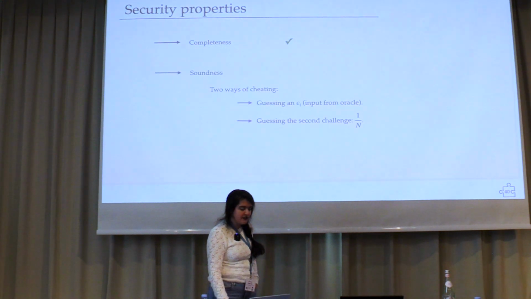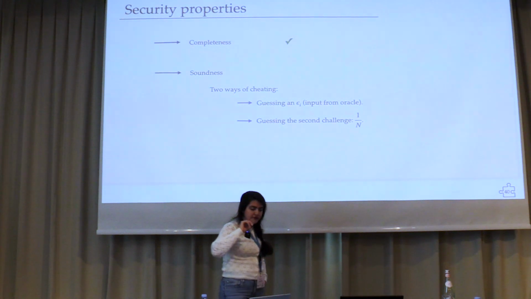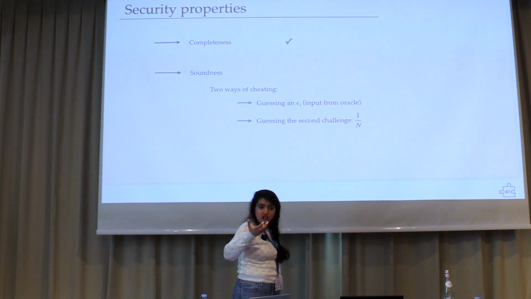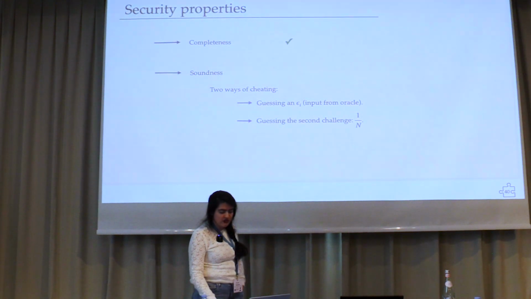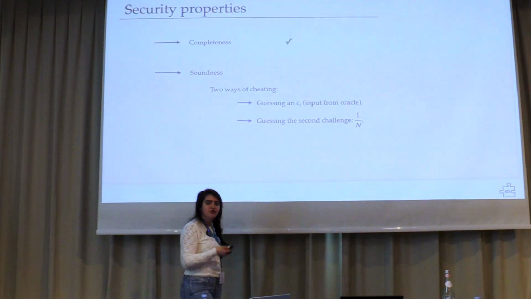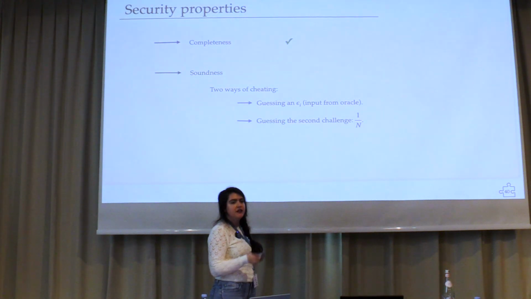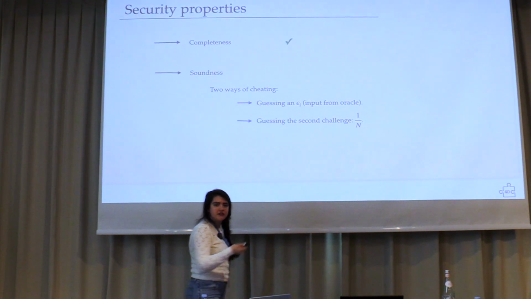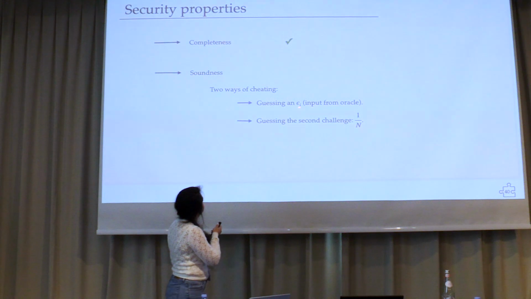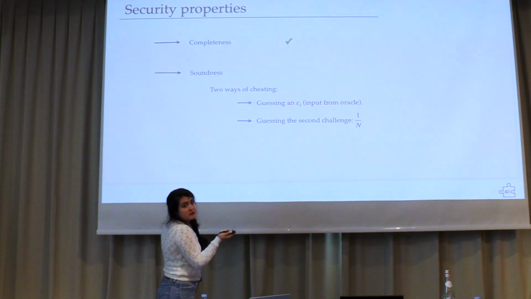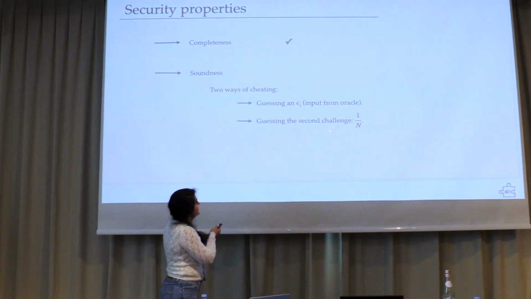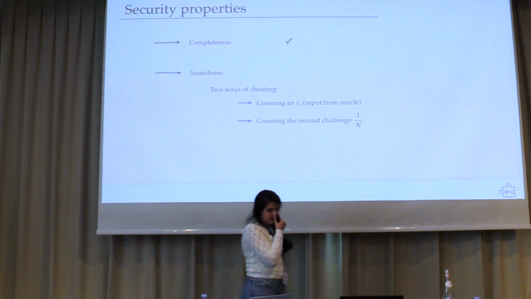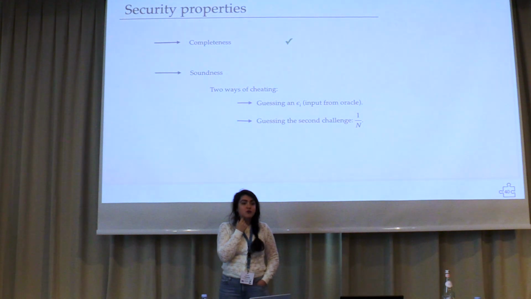Here, in MPC-in-the-Head, this connects to how you can cheat the protocol, right? In MPC-in-the-Head, you have two ways of cheating. You can either cheat these random inputs from the oracle that I just told you about. You can try to guess this as well, but I'm not going to focus on that because we don't know it. But we can also try to guess the second challenge. That is one way that you can cheat. And this happens with probability 1 over n, right?